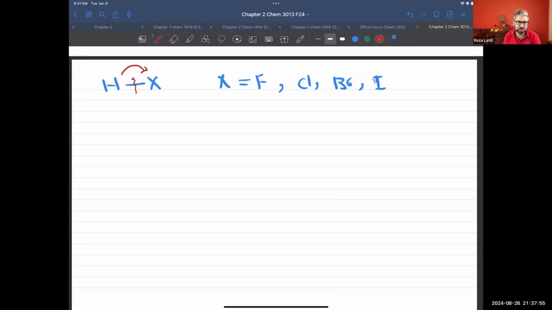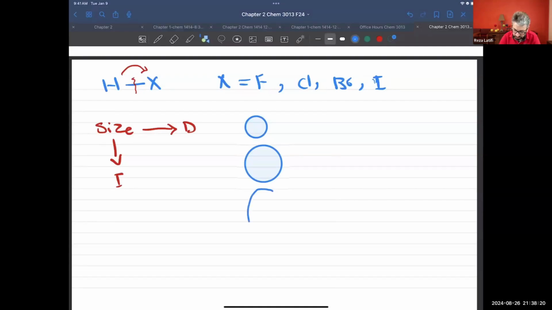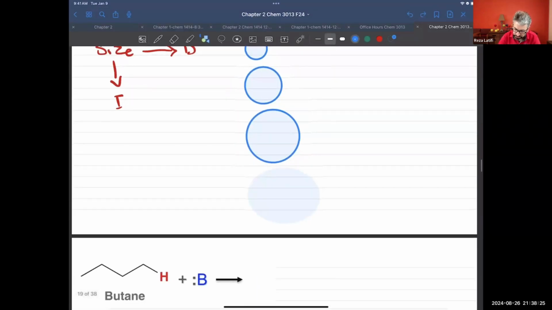The question is how much energy we're going to spend. The less energy we spend, the stronger the acid will be. Let's also talk about the size of those atoms. The size of any element decreases to the right side of the periodic table, and increases down any group. What does it mean? This is fluorine, that's chlorine, bromine, and the last one is iodine.